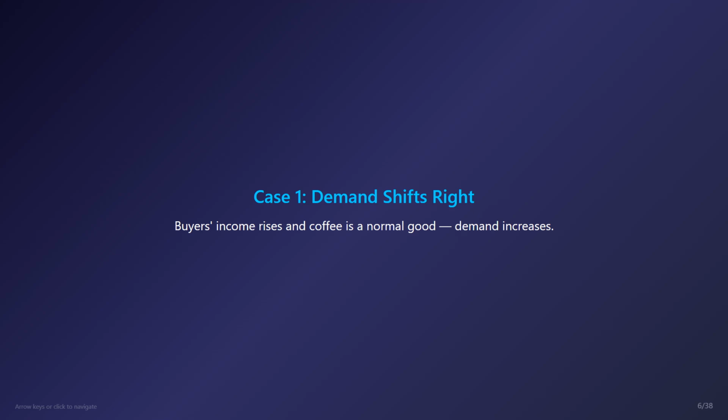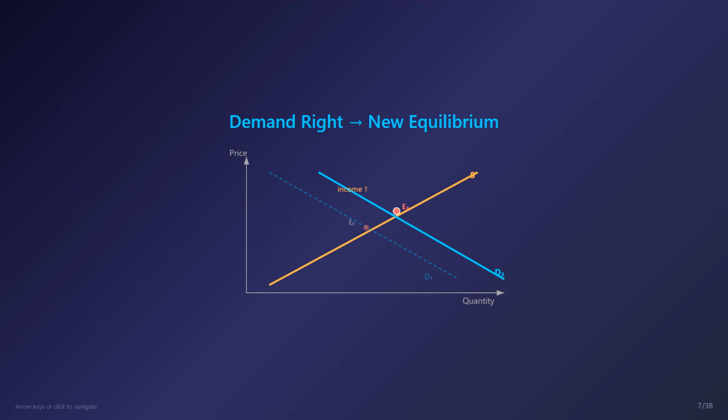Start with case 1. Demand shifts to the right. Imagine buyers' incomes rise, and coffee is a normal good. People want more coffee at every price, so the demand curve moves out to the right. Here it is. The supply curve stays put. The faded curve is the original demand, and the solid one is the new, higher demand. The equilibrium slides up the supply curve from the faded point, E1, to the new point, E2.